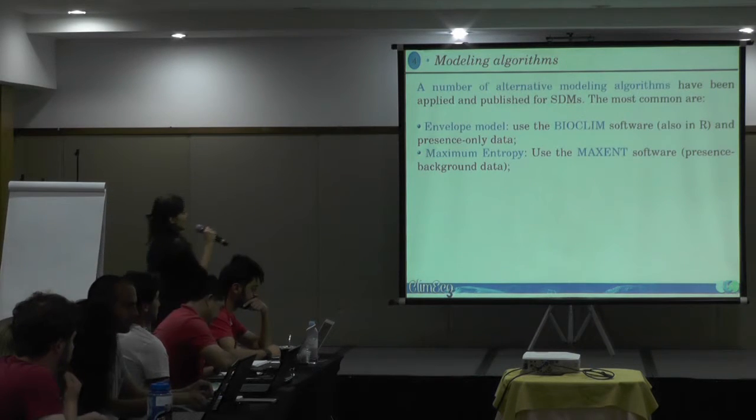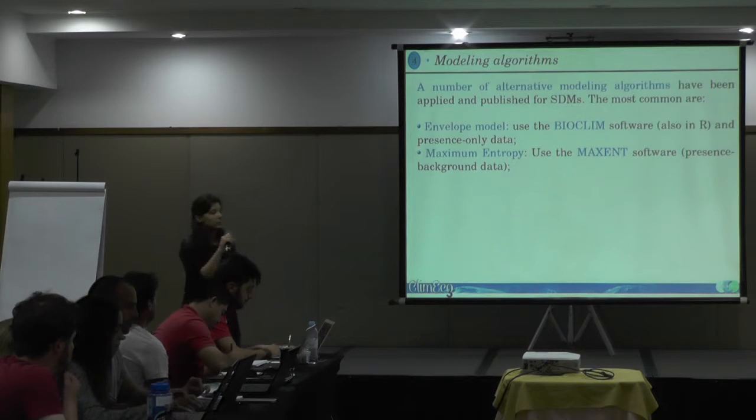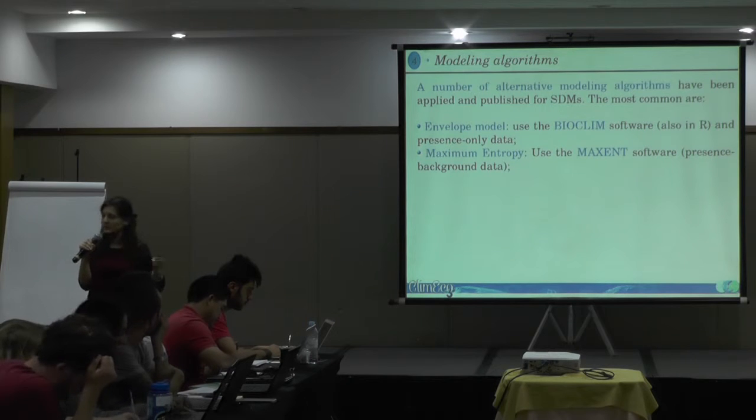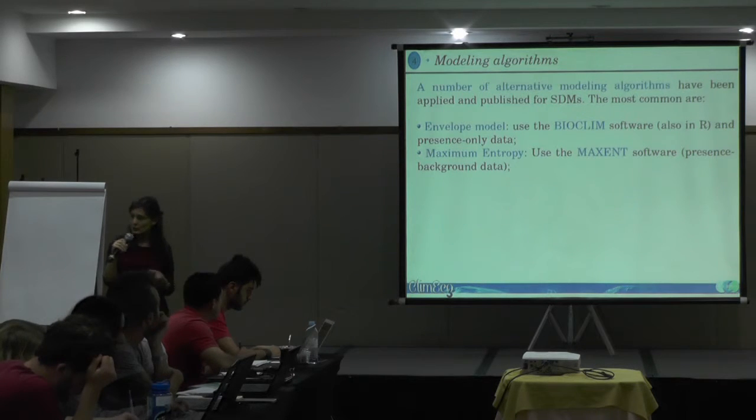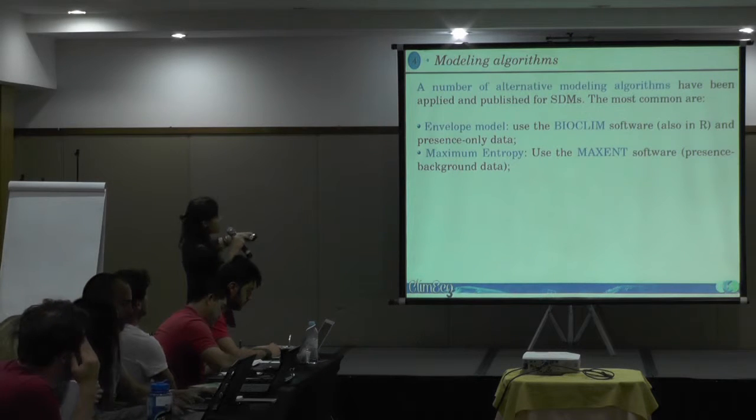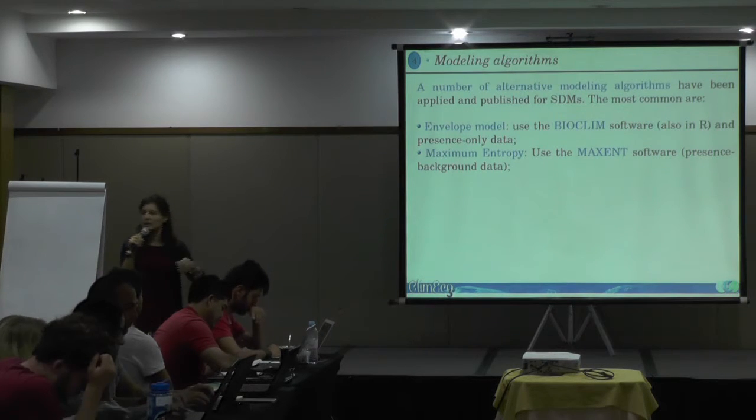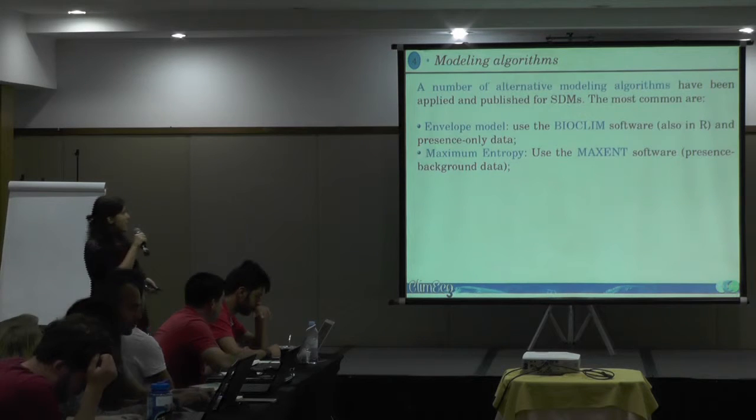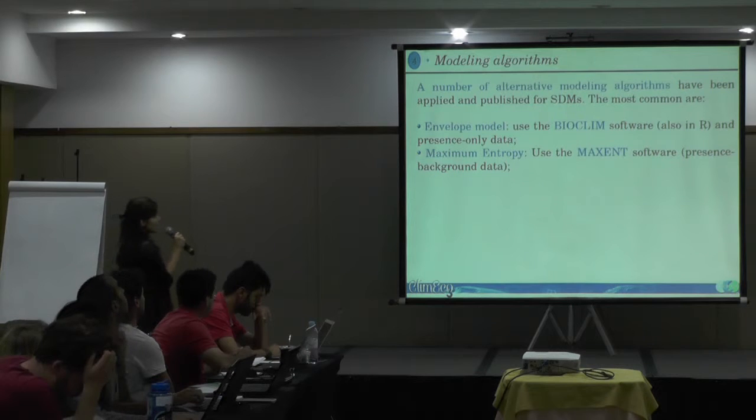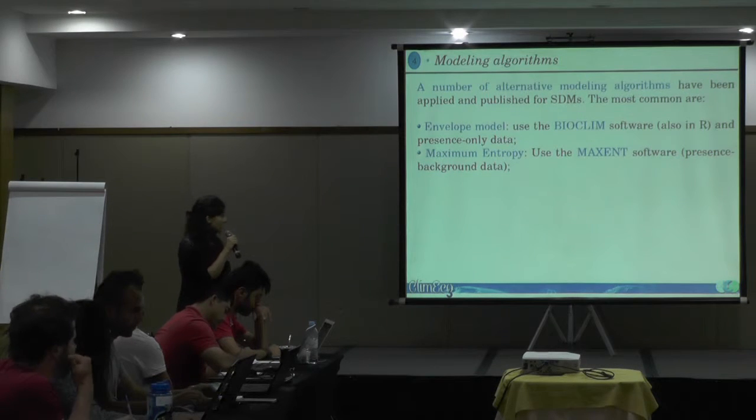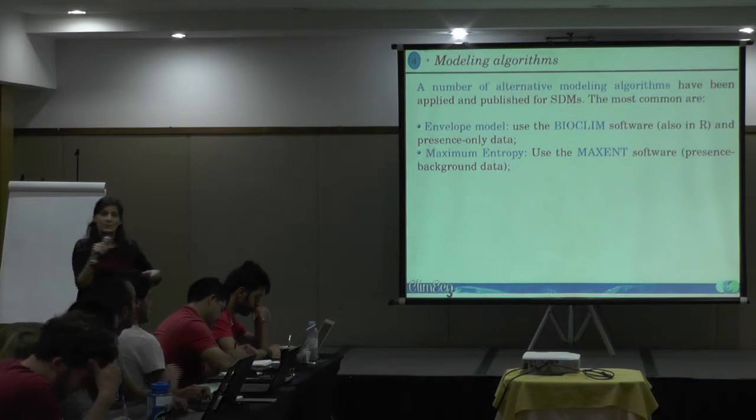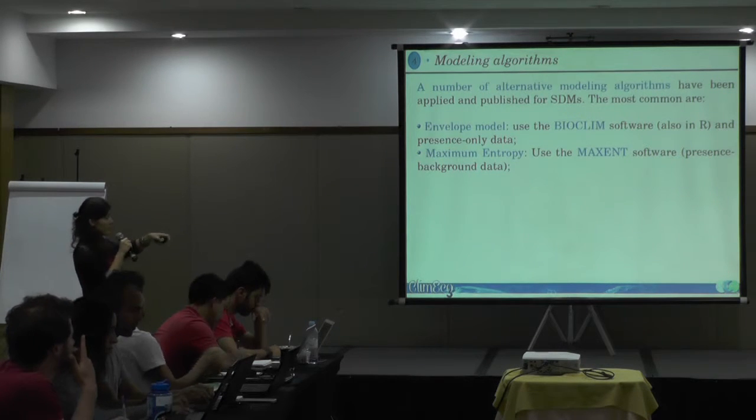If you go to see the bibliography, there are dozens of papers that use the same data set, just comparing the different algorithms to see how the prediction can change. I put here just the most famous one, BioClim. I think this is the first one. They use only presence data. And the most common one is Maxent. They use the maximum entropy algorithm. And the important point here, because I know there are a lot of people that use Maxent, is that it uses presence-background data.